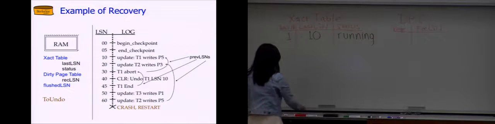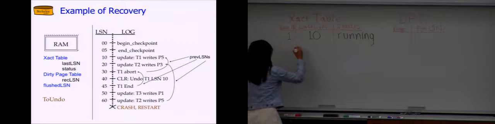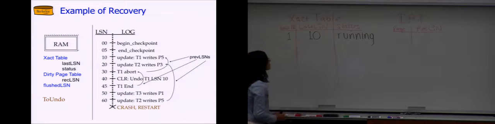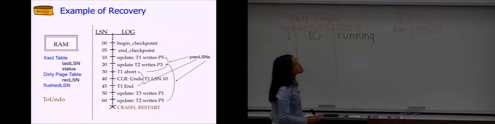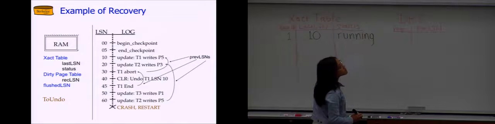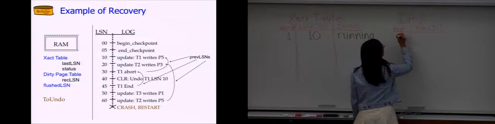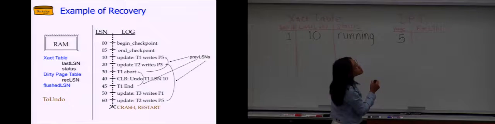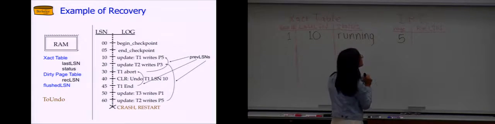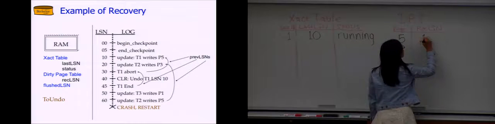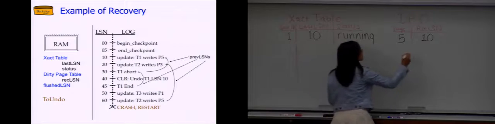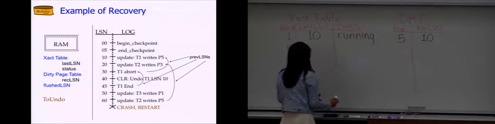All right, then is there anything to write in the dirty page table? For log record 10. Yes, what's the page ID? 5. And what's the rec LSN for 5? It's the oldest log record that updated this page since it was brought into memory. 10. Great. All right, that was pretty easy, so good. Awesome. All right, let's move on to log sequence number 20.